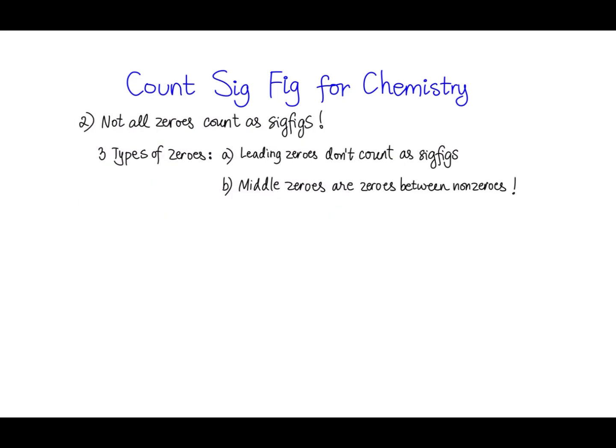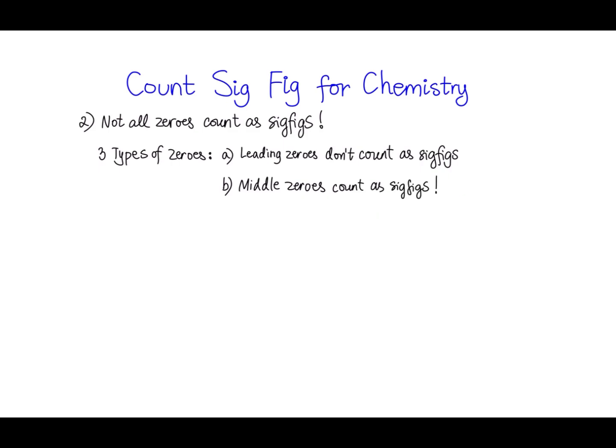Moving on, the second type of zeros are called middle zeros. Middle zeros are zeros found between non-zero digits. So for example, if I have this number 5,000,000,2005, there'll be 2 middle zeros between the first 5 and the number 2, and another 2 between the 2 and the last 5. So there are a total of 4 middle zeros in this number.